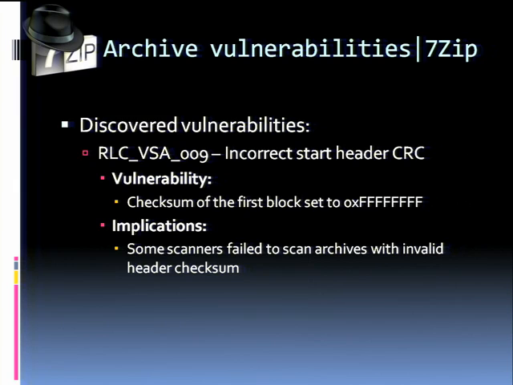Now, for 7-zip, it has also, just like the RAR archive, several blocks which describe the following content, and by setting the CRC of the header to an incorrect value, you would still have a valid archive which can be decompressed by 7-zip, but some security vendors were checking the CRC and saying, oh, this file is broken and we're not going to scan it.